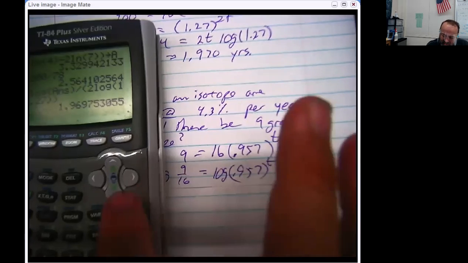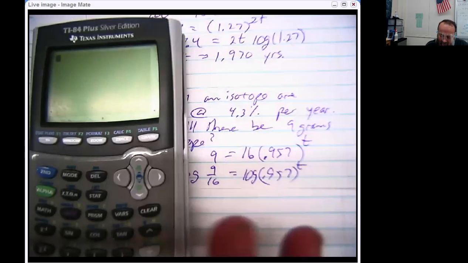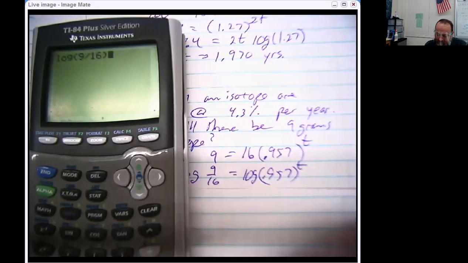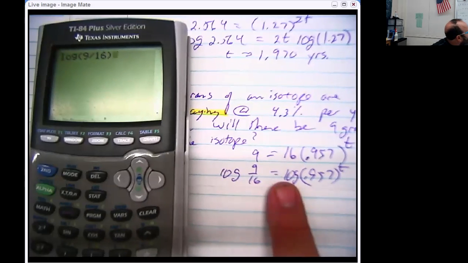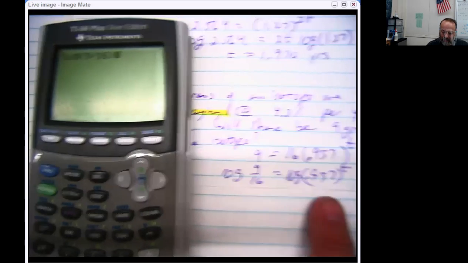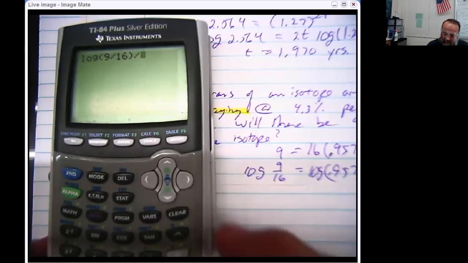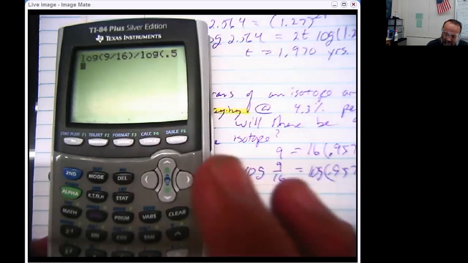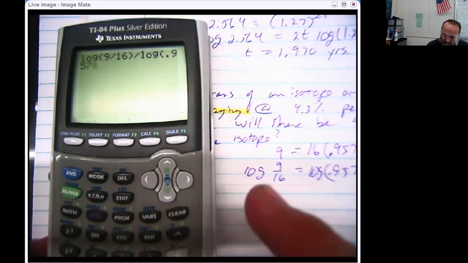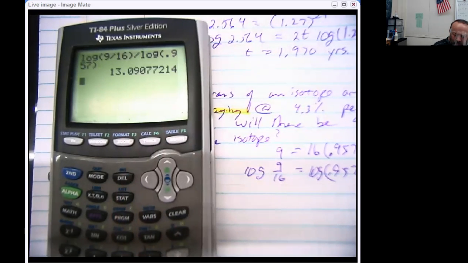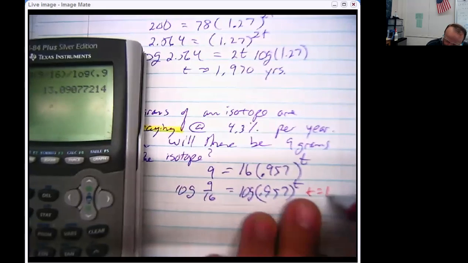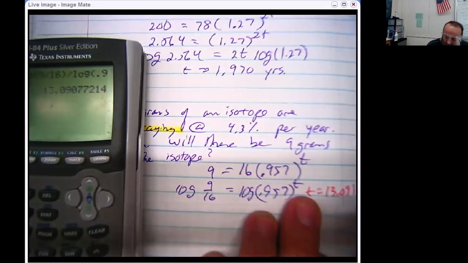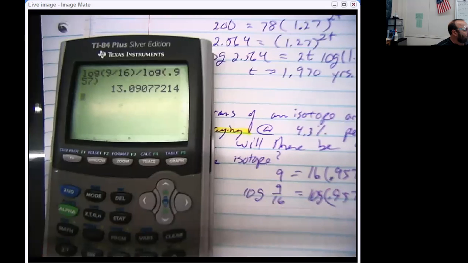So all I need to do, clear, is I need to take the log of 9/16. And then what am I going to divide by since this t is sitting in front? The log of 0.957. The log of 0.957 was 13.09. t is 13.09 what? Okay. Now, so in about 13 years, we're going to be down to that particular value.